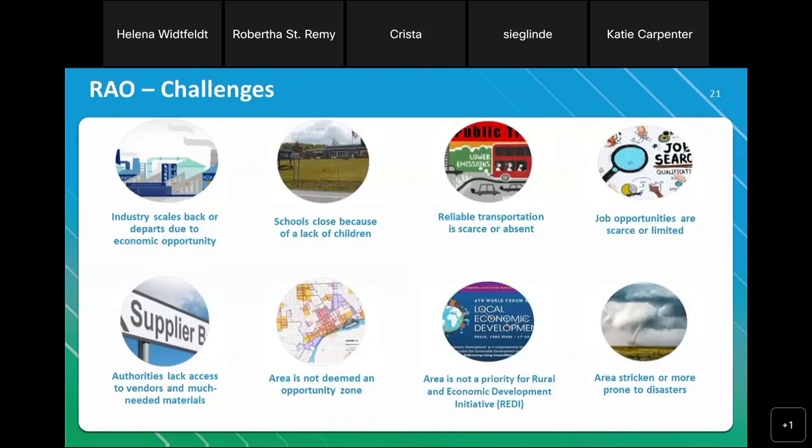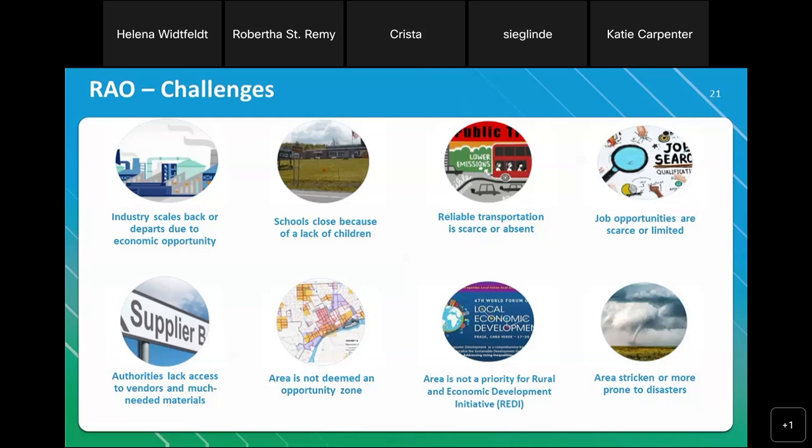We have a little bit more in depth laid out. I talked about it briefly when I was given the overview. Industry scale backs are important, especially when it comes to manufacturing, the lower paying jobs, and especially also in the hospitality industry, that when those markets scale back, then the economic opportunity just does not exist.